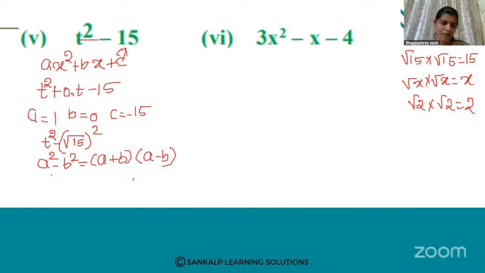Now, a value is t, b value is root 15. Root 15. Observe carefully. b square value is root 15 whole square. But what is the value of b? b value is root 15. Right? Now, substitute the value of a and b into this formula.